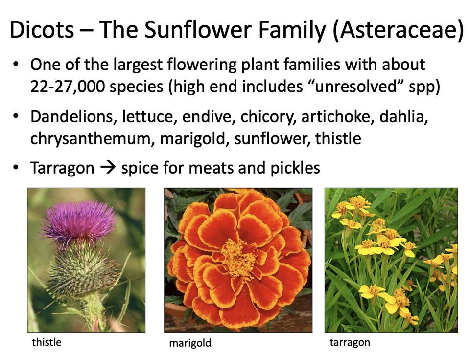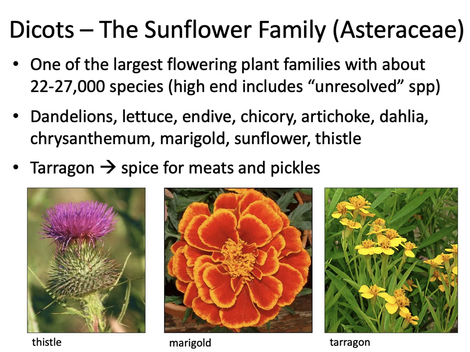Tarragon is a spice you may or may not have heard of. It's found in different blends that we use for meats and pickles, and it belongs to the sunflower family. And here in California, especially down by Gilroy and over by Half Moon Bay, we have lots of artichokes that are grown.